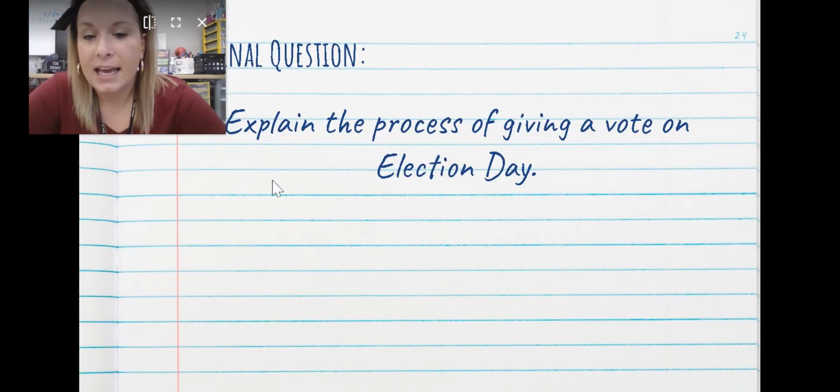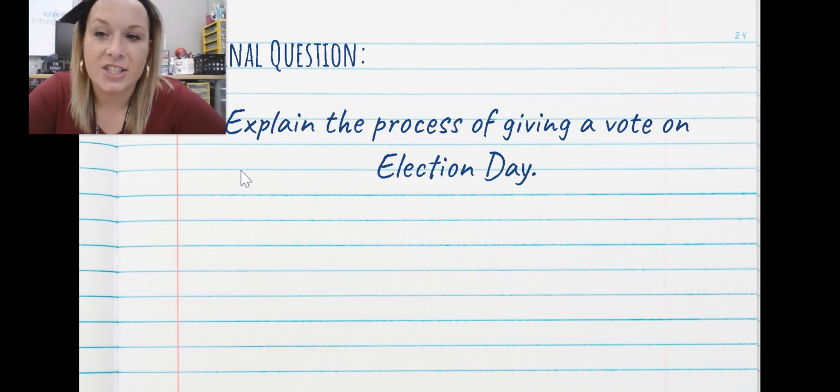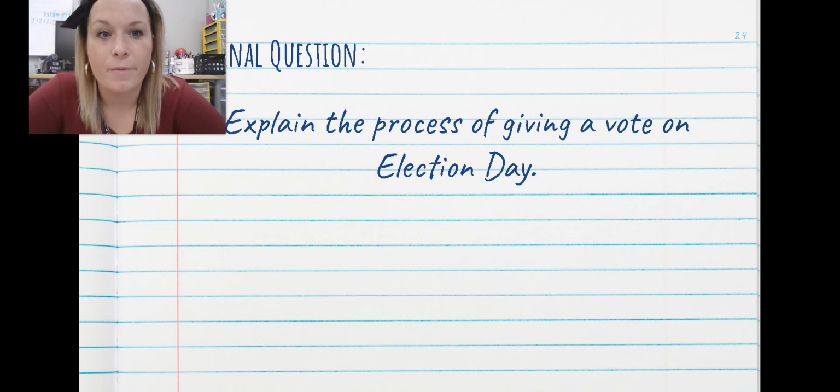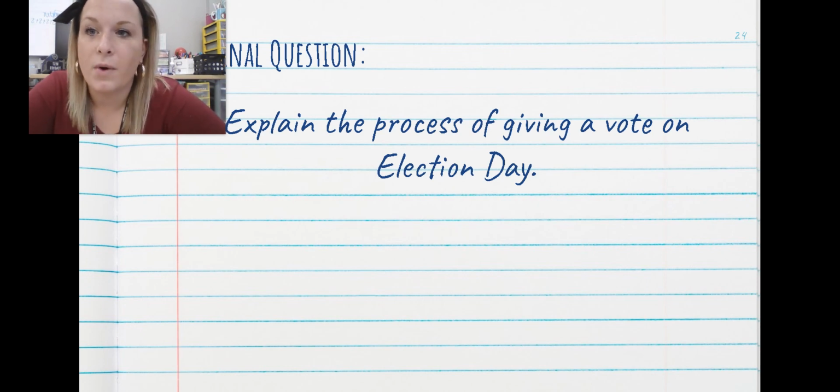So, explain the process of casting a vote on election day. There are a lot of right answers, as we talked about all the different ways that different places may vote. You can talk about just one of them. What's one way that you can cast a vote on election day?